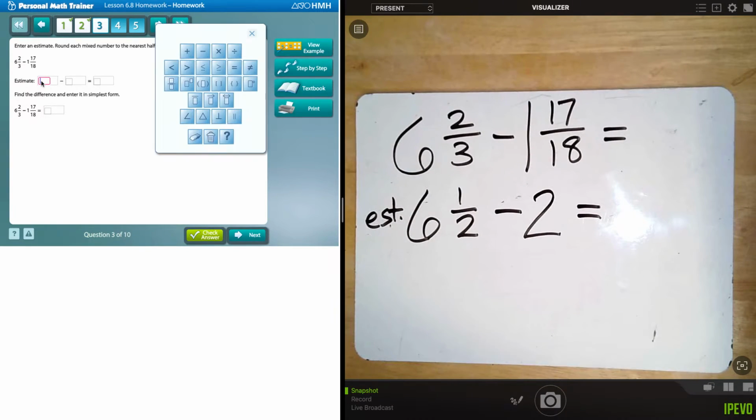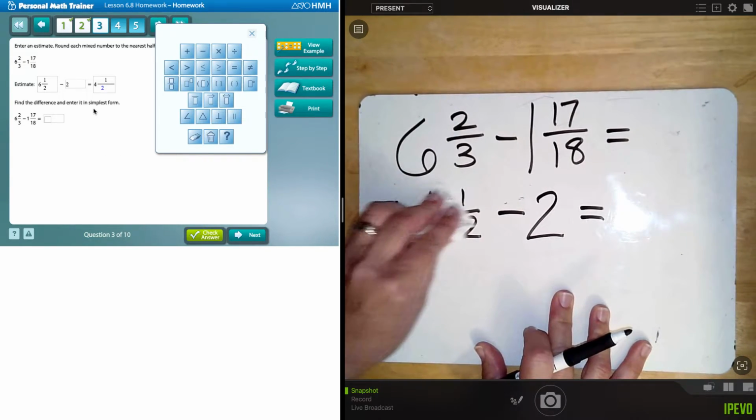Minus, and these little tiny pieces of an 1/18, they're small. So 1 17/18 is almost to 2. So I think my estimate is 6 1/2 minus 2 wholes. So let's put our estimate in. 6 1/2 minus 2 wholes. So I know 6 1/2 minus 2, 6 1/2, 5 1/2, 4 1/2. It's just 4 1/2. So it's that mixed number, 4 1/2. I've got a whole number and a fraction together. Now I need to find the difference and enter it in its simplest form.